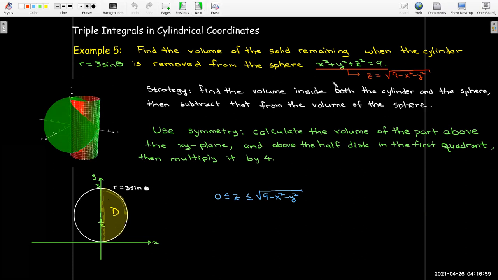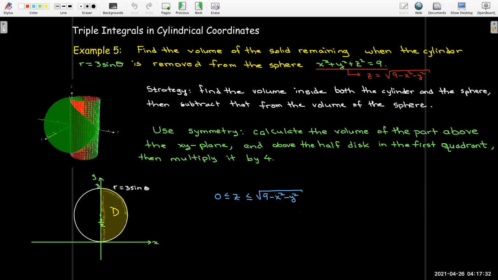So let's see if we can set up this integral. Let's look at the bounds on z. I said I'm only going to look above the xy plane, so the lower bound is going to be z equals 0. The upper bound is going to be the surface of the sphere. So let me go ahead and solve my equation for z. I'll use the positive square root because I'm looking at the portion of the sphere where z is positive. So these are my bounds on z.